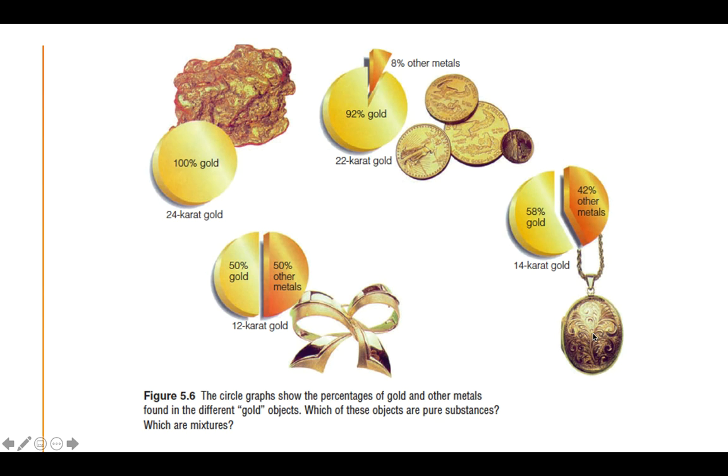They talk about how in jewelry they do it so it doesn't scratch as easily, and so that the substance becomes harder as well. So these are also examples of alloys.